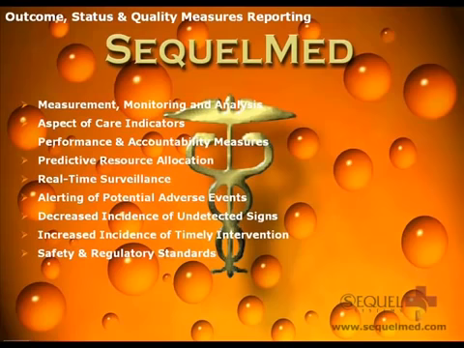Which leads to outcome status and quality measures reporting, measurement, monitoring, and analysis, any aspects of care indicators. All this kind of resource allocation and real-time surveillance will lead to increased regulatory standards, whether they are prescribed by a regulatory board or something that you have decided globally within your practice, that these are the rules that need to be enforced for quality patient care.